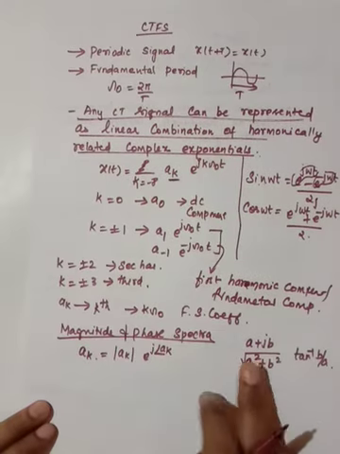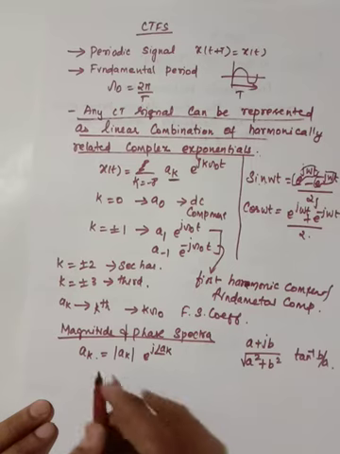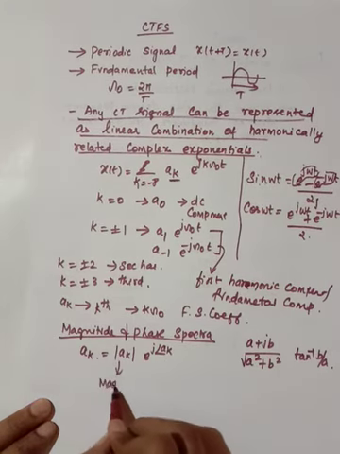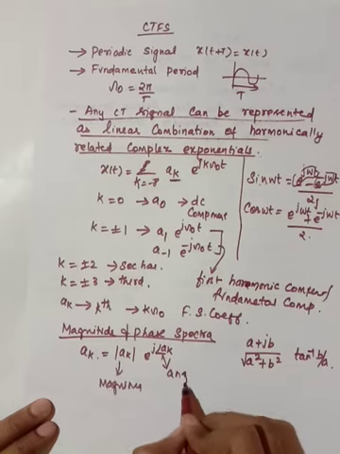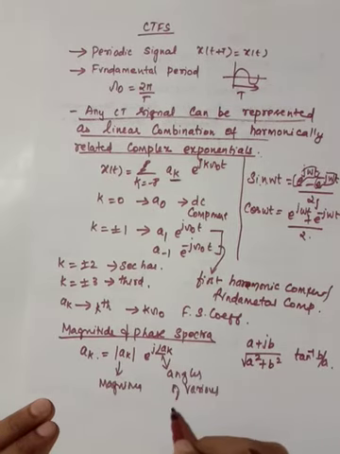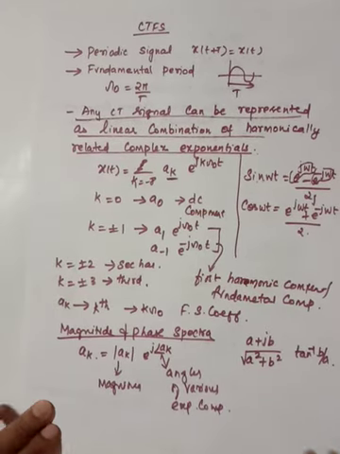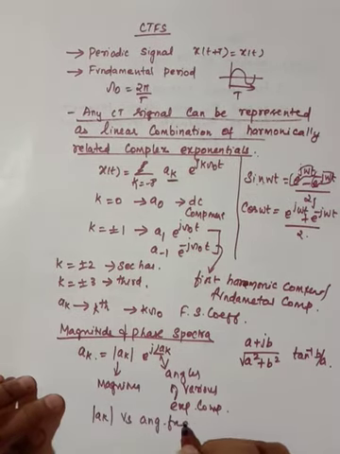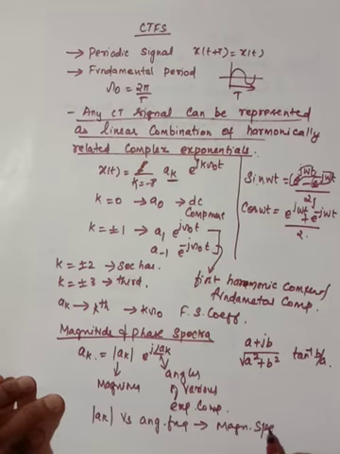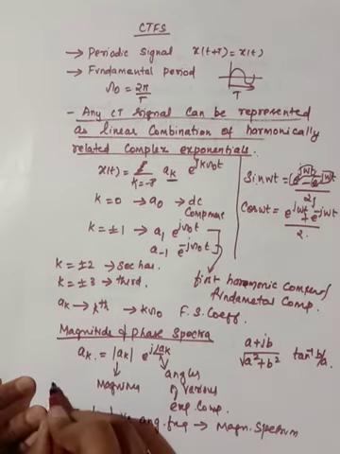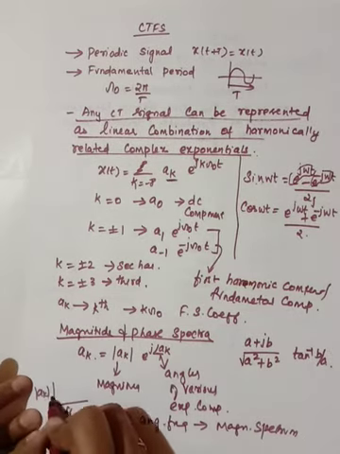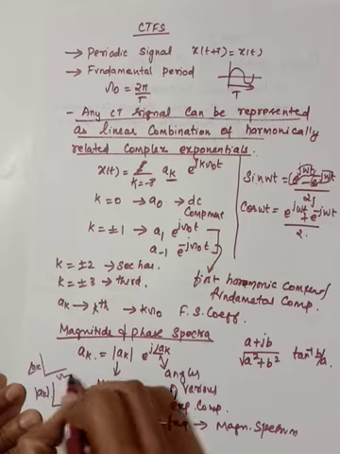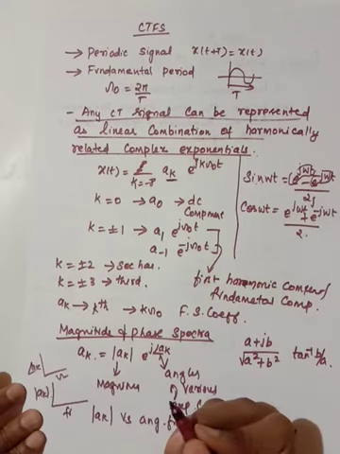Similarly, this is the rectangular form. Now we are going to consider the polar form, where ak equal to magnitude of ak e power j angle of ak. This represents the magnitudes, and this represents the angles of the various exponential components. The magnitude of ak versus the angular frequency is called the magnitude spectrum. And if we draw angle versus omega, that is the frequency, it is said to be the phase spectrum.